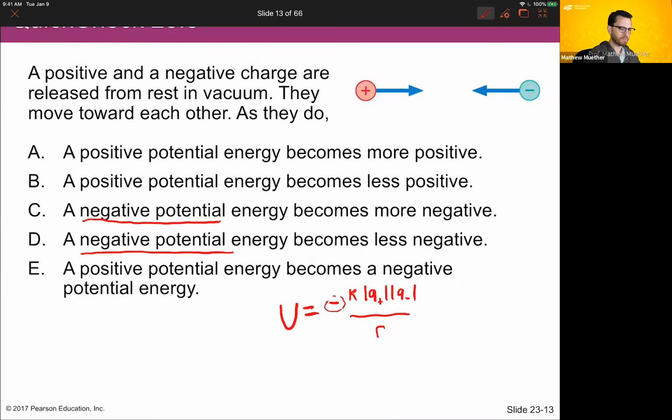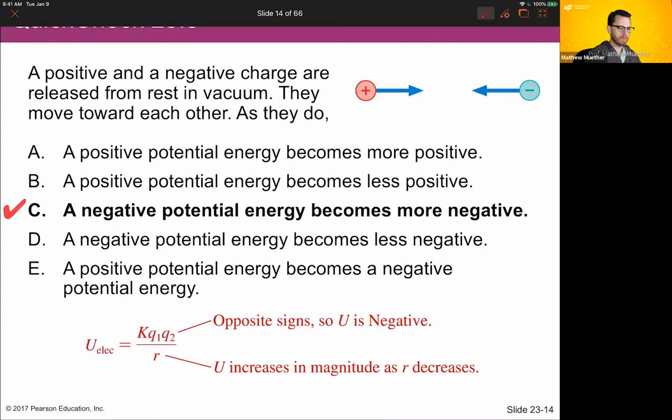Negative potential energy. And as r gets small, the separation between them is decreasing in this case. As that goes down, the potential energy goes down too, so this thing is going to become more negative as we go along. So we have this nice functional form for the potential energy coming from the charged particles.